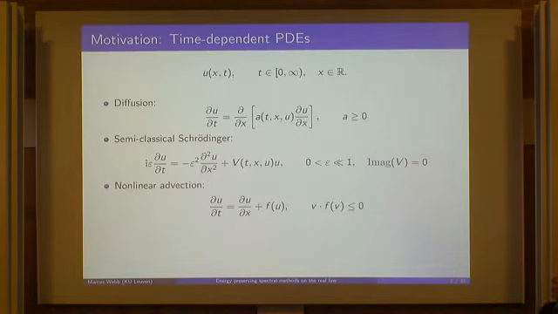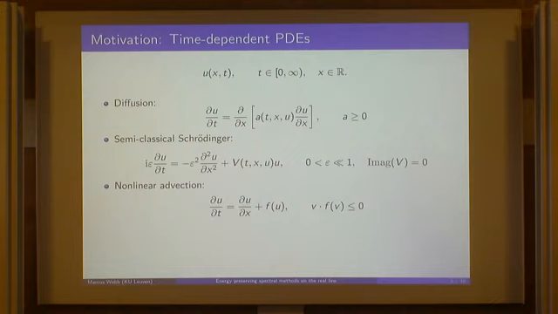Okay, so let's motivate the work. Consider some time-dependent PDEs. So we've got a solution which depends on a time variable and a space variable, defined on the real line. Consider familiar PDEs like the diffusion equation, where we would assume that the diffusion coefficient is positive or negative. The semi-classical Schrödinger equation, with small parameter epsilon and a real potential V. And a nonlinear transport equation, satisfying this condition here.